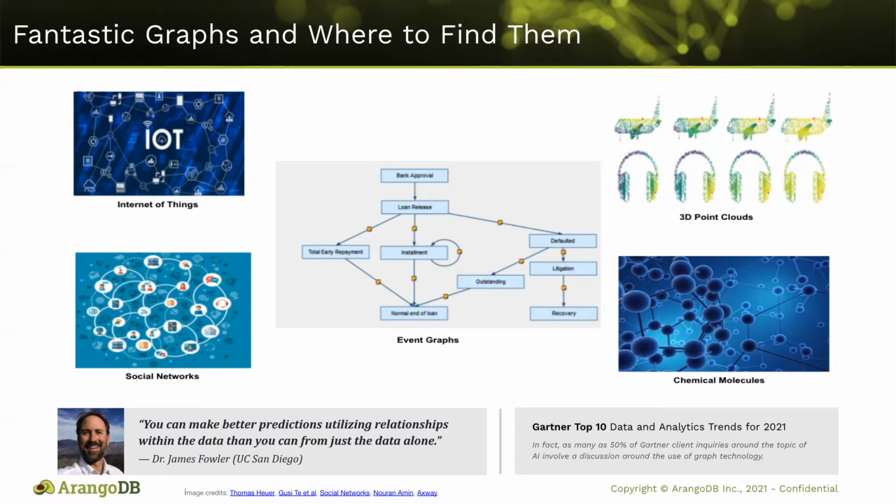However, in the real world, we are surrounded by graph data as well. For example, Internet of Things, 3D point clouds, social networks, event graphs, or even chemical molecules, where the nodes represent the real world entities and the edges are associated with the relationship between those entities.